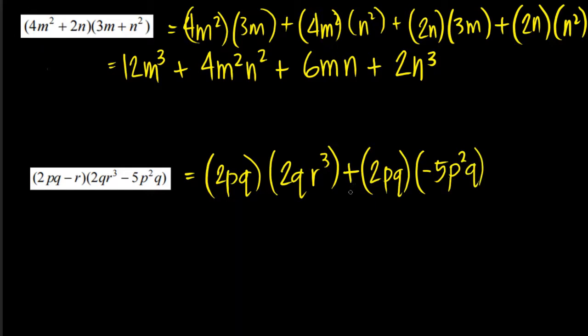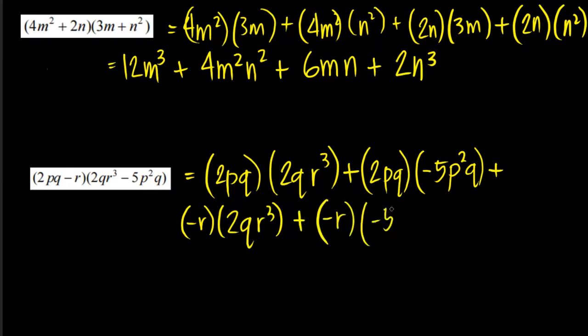Plus lang ang sign natin according to FOIL. But copy the sign in front of the term. So, that is negative 5p squared cubed. Okay? So, first, outer, and then inner. So, the inner, negative r, copy 2qr cubed. Plus, the last terms are negative r, negative 5p squared cubed. Okay? And then, let's simplify.